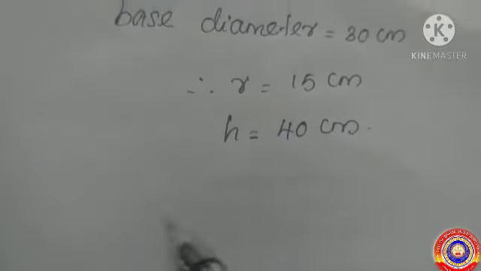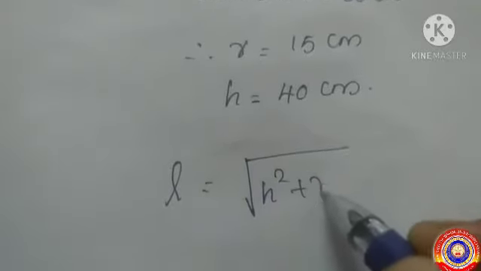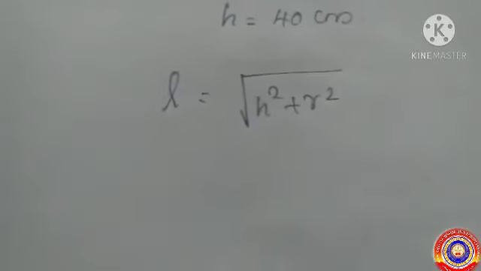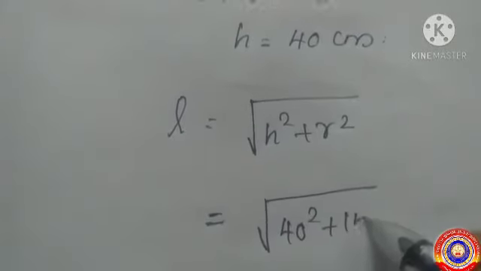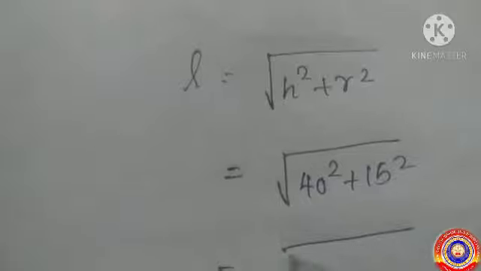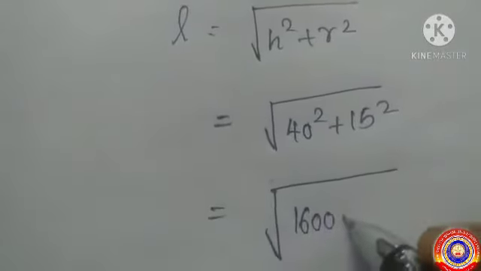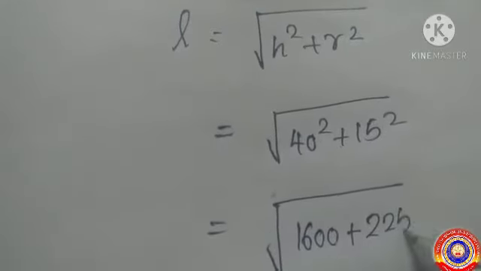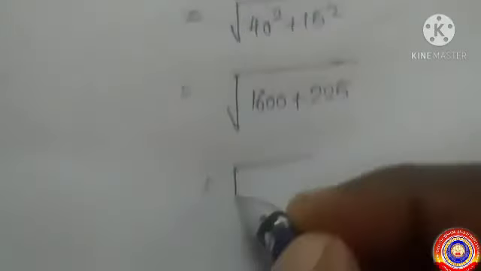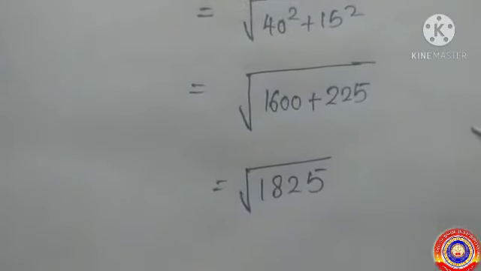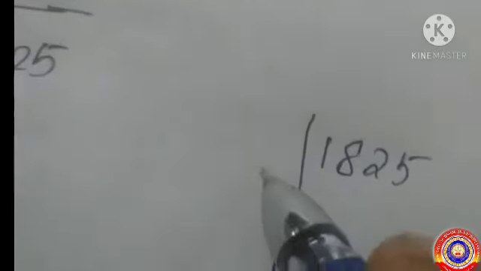Here we have to find the total surface area. Total surface area is equal to pi r L plus pi r square. We need to find L, so using r and h, first we have to find L. L is equal to root of h square plus r square, and it is equal to root of 40 square plus 15 square, which is root of 1600 plus 225. Adding this, we get root of 1825.